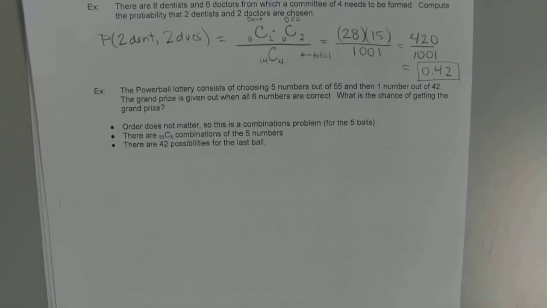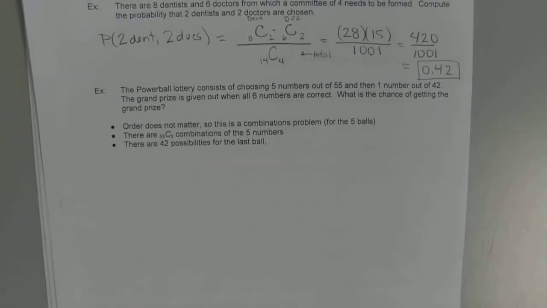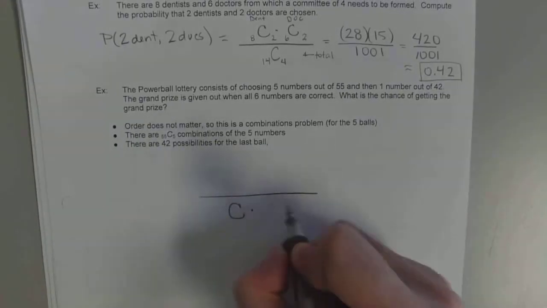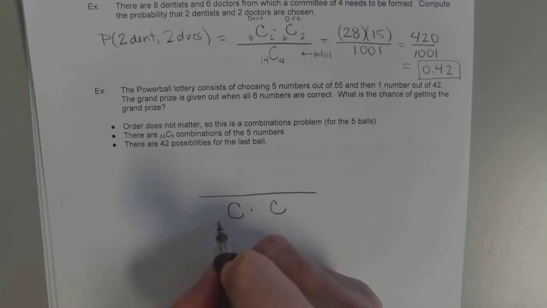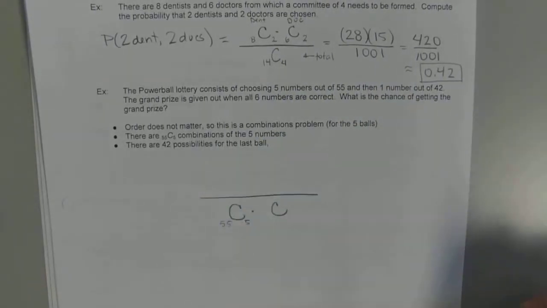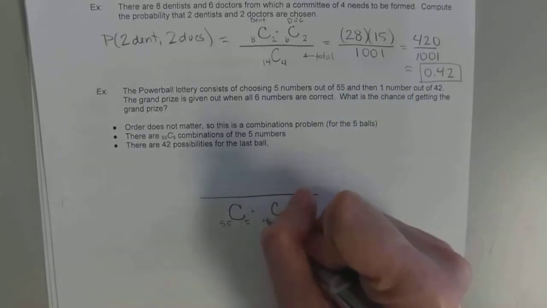And he doesn't. But if you were playing the Powerball, how the Powerball works is that you choose 5 numbers out of 55 numbers, and then you choose 1 number out of 42, okay? If the grand prize is given out when all 6 numbers are correct, what is the chance of getting the grand prize? So order doesn't matter, so we're going to use combinations for the 5 balls, and then there's 55, so this is basically what's going to happen here, guys. We have 2 C's going on down here, okay, because we're going to pick from 55 balls first, and how many are we choosing from? Choosing 5, and then we're going to pick 1 number from 42.